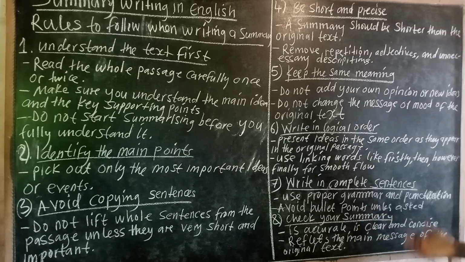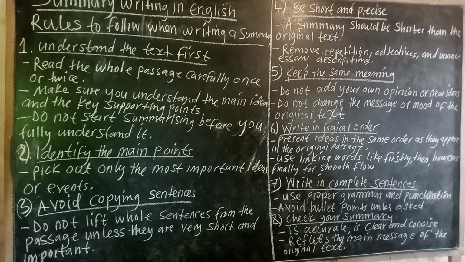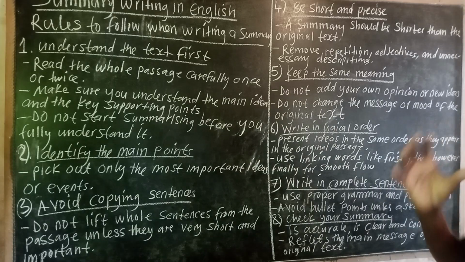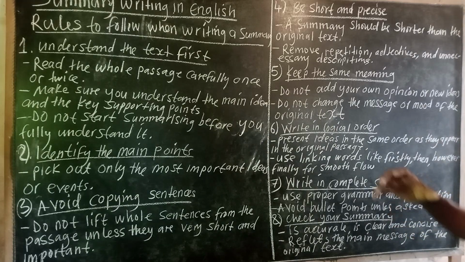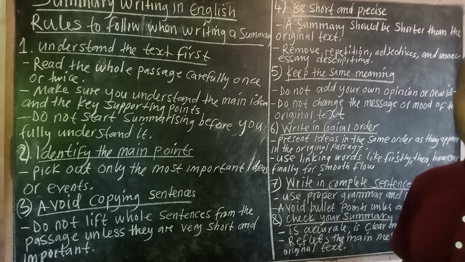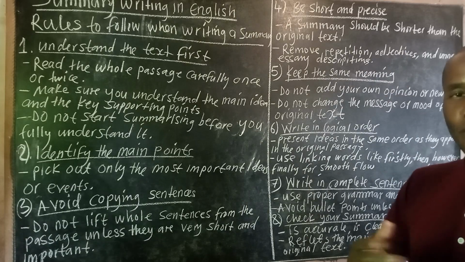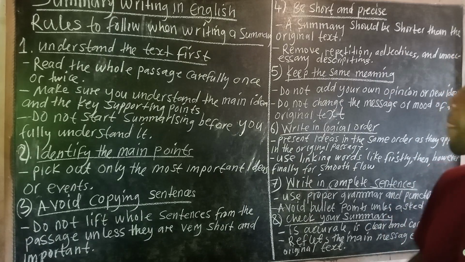The first one is accuracy. Is your summary accurate? Is it clear and concise? Those are some of the questions to bear in mind as you are checking. Does it reflect the main message of the original text? It should, because you've understood the passage. This is how we write the summary. If you follow these rules, then you get 20 out of 20.